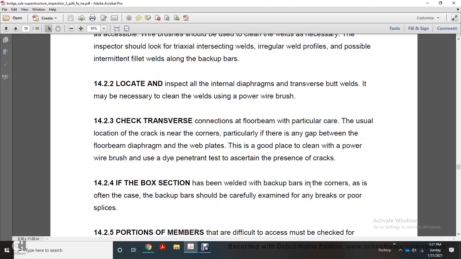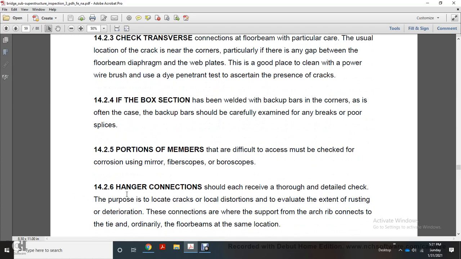If the box section has been welded, the backup bars within the corners, as is often the case, should be carefully examined for any breaks or poor splices. Portions of the member with difficult access must be checked for corrosion using mirrors and fiber scopes or borescopes.